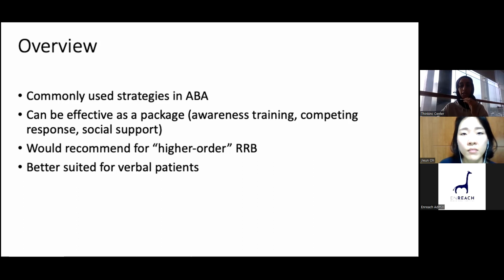And finally, I think that this package is better suited for verbal patients, like individuals who are able to express themselves verbally, who have the verbal abilities to identify the behavior, to have even the understanding of social context, and because that would give them the motivation to want to seek to change their behavior and to reduce it.